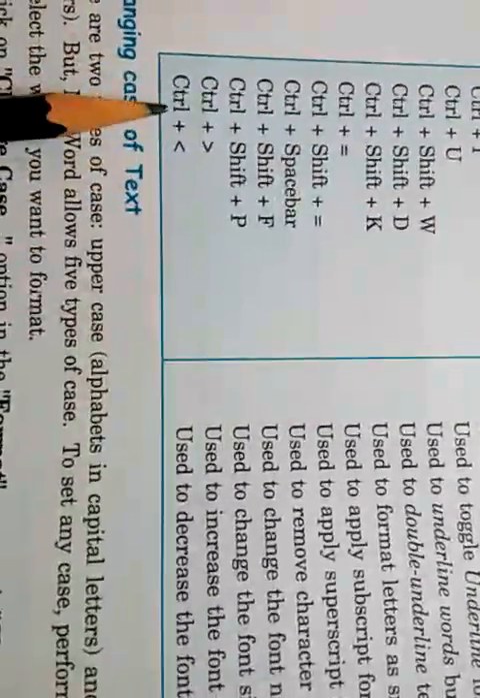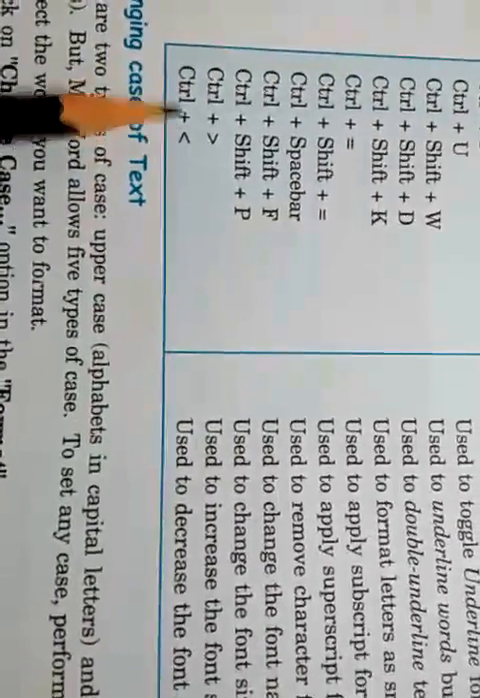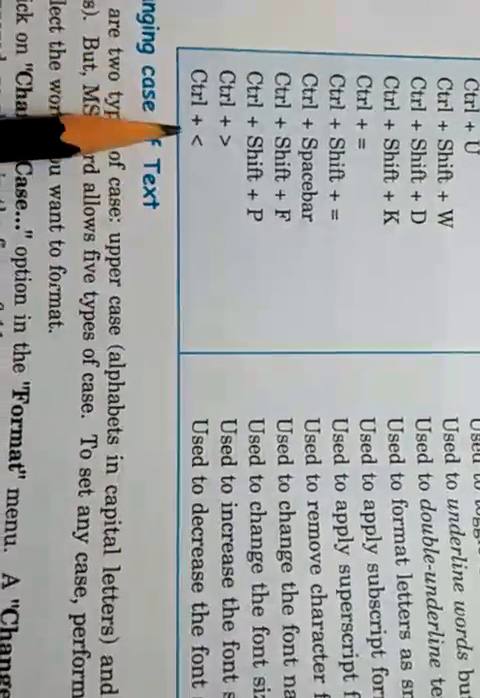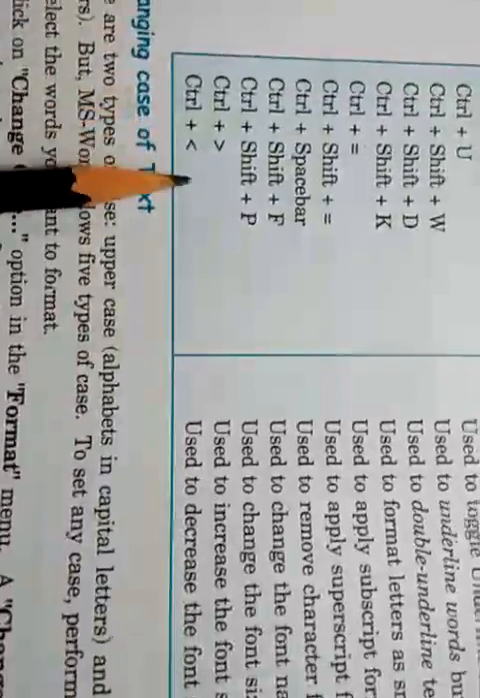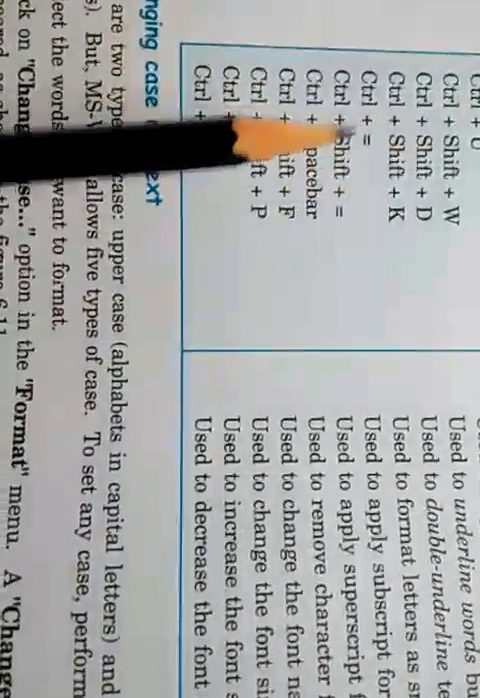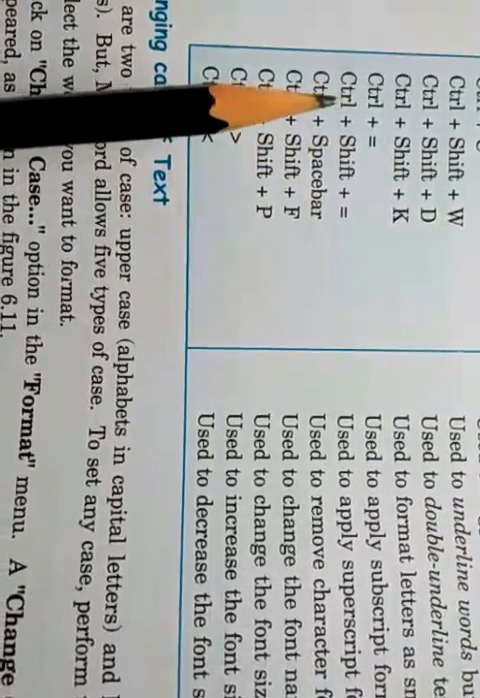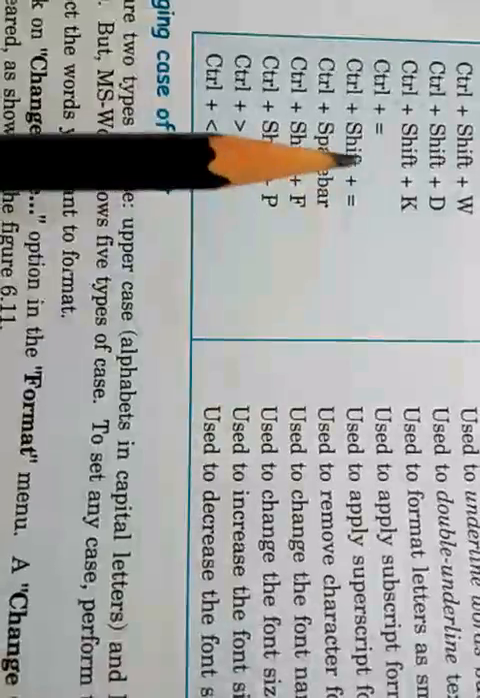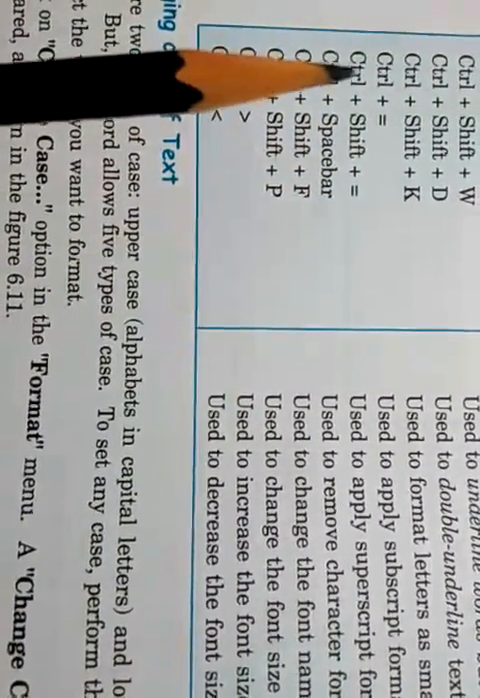Now the last two keys are also important shortcuts: Control plus greater than sign is used to increase the font size, and Control plus less than sign is used to decrease the font size. Control plus equal sign is used to make a font superscript, whereas Control plus Shift plus equal sign is used for subscript.